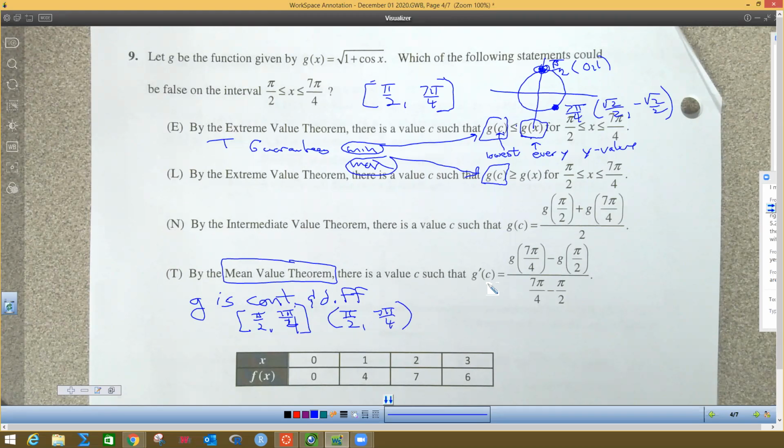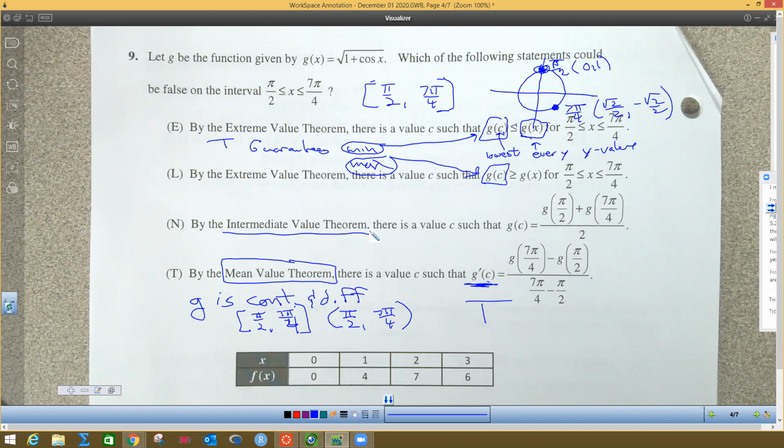So we have to ask ourselves, are we guaranteed that there is some derivative that equals the slope of the endpoints? Well, that is the mean value theorem. So this one is also true, because this is exactly the mean value theorem.